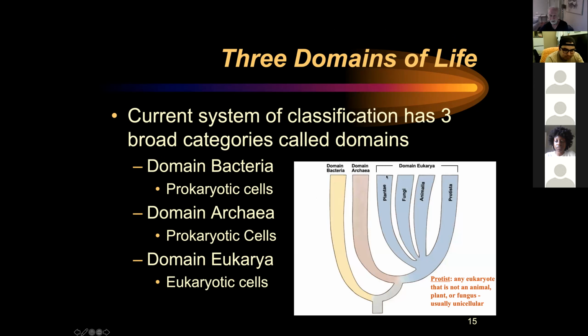bacteria, archaea, and eukarya. And the eukarya are the ones with nuclei, and they're divided into plants, fungi, animals, and protists. Protists I'll talk about later, but in general, anything that doesn't fit any other category is classified as a protist. So bacteria are prokaryotes, as are archaea, whereas the eukarya all have nuclei, eukaryotic cells.